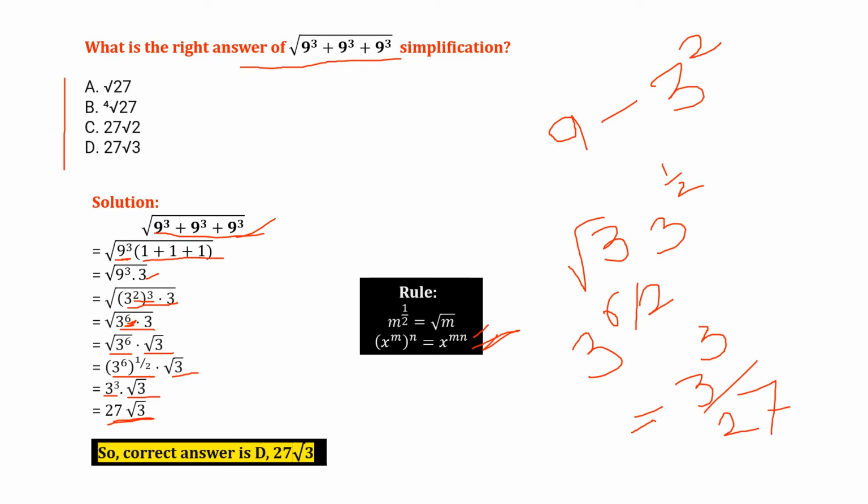Now, let's check our 4 options. Option A is not right, B is not, C is not, and D, that is our right answer. So, our right answer is option D, 27 root 3.